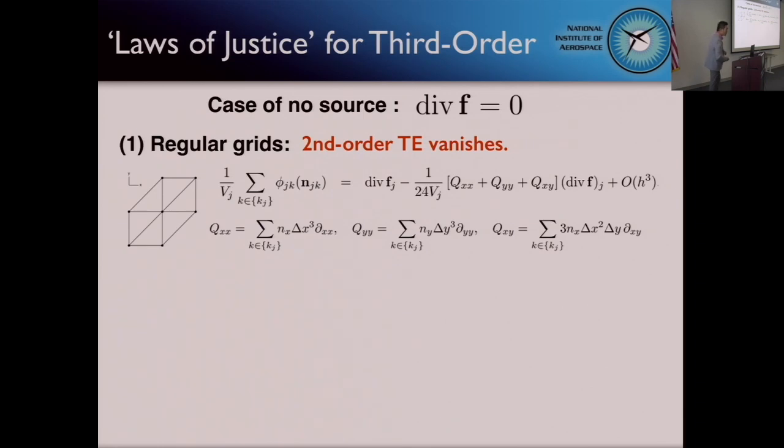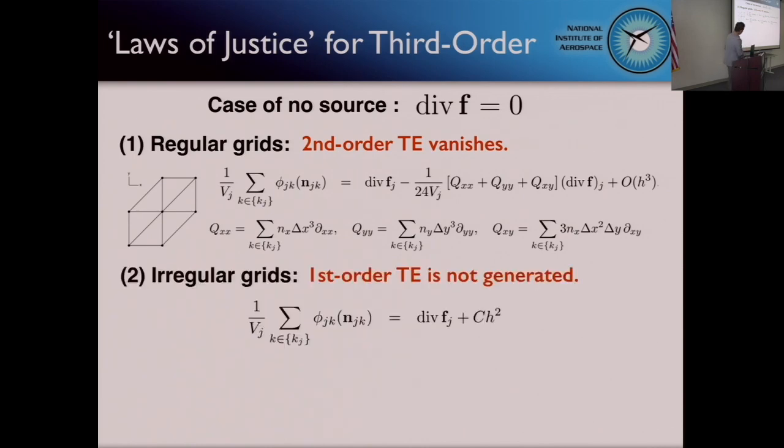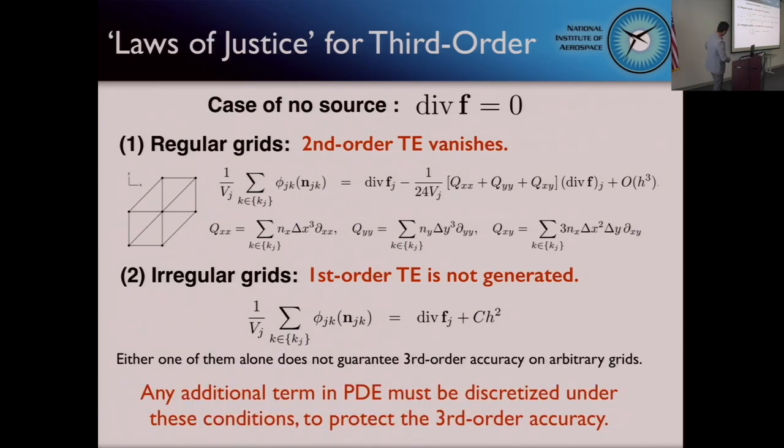But this is not enough, because when you go to an irregular mesh, the numerical scheme is likely to generate low order error, like first order error. But the H-based scheme doesn't. On an irregular mesh, this second order error does not factor this nicely, but it doesn't generate first order error. And on an irregular mesh, it is known that if you have second order truncation error, you can expect third order error in the solution. It's not always true, but you can expect it. So either one of them alone does not guarantee third order accuracy on arbitrary simplex grids.